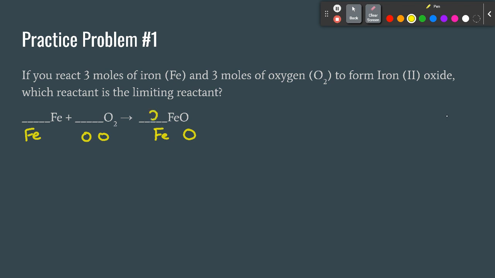So if I add a 2 as my coefficient, I will have 2 irons and 2 oxygens. But that means I have to add a 2 to my reactant side as well to give me 2 irons. We can leave this blank or we can add a 1 here for my oxygens. So this is my balanced chemical reaction. Make sure you have this and you're really understanding how to balance chemical reactions. Go ahead, try your T-charts now, and figure out which is our limiting reactant, iron or oxygen.